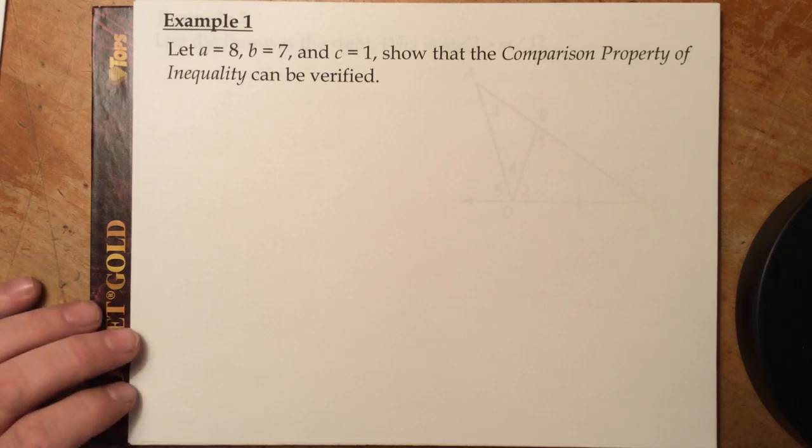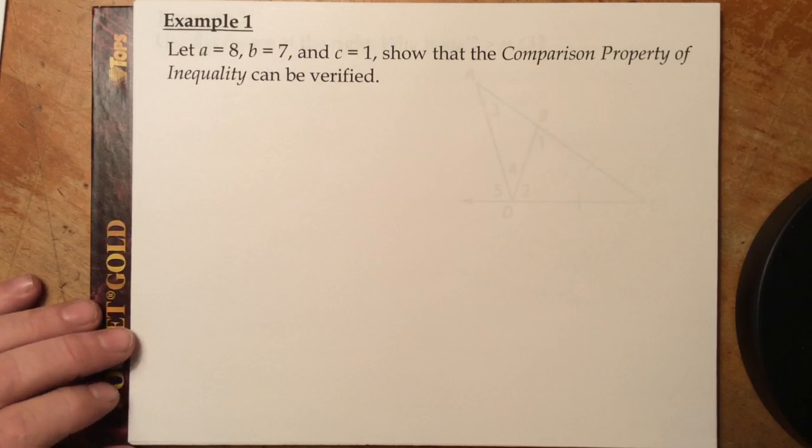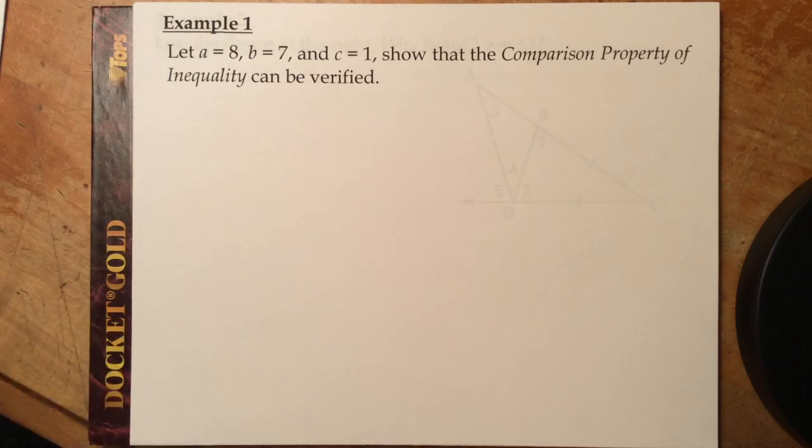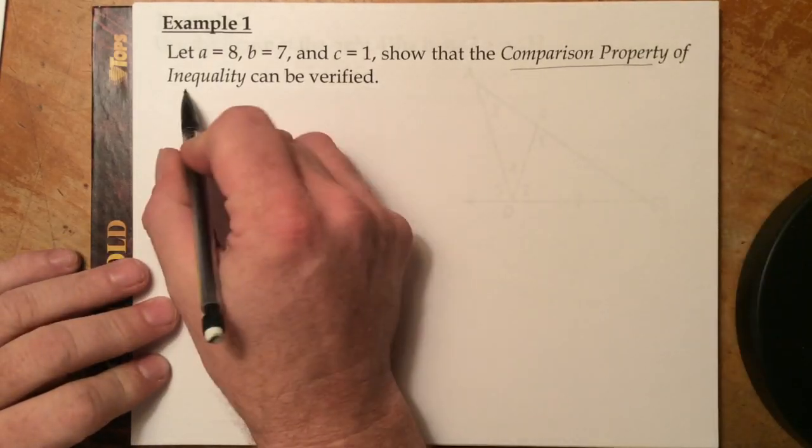These are examples for section 5.7, Lessons 1 and 2: triangle inequalities. Example 1. Let A equal 8, B equal 7, and C equal 1. Show that the comparison property of inequality can be verified.